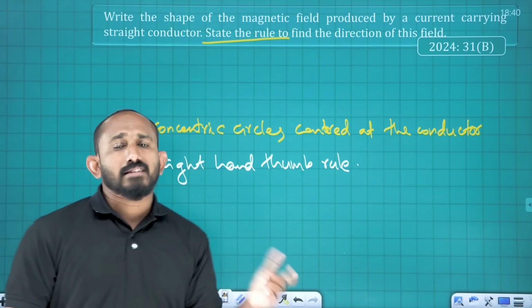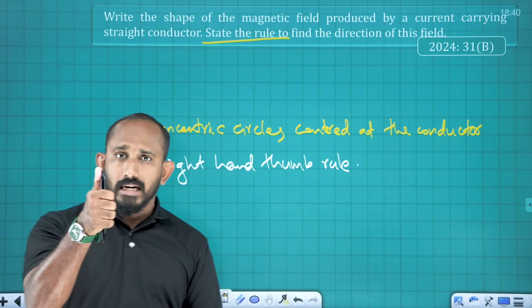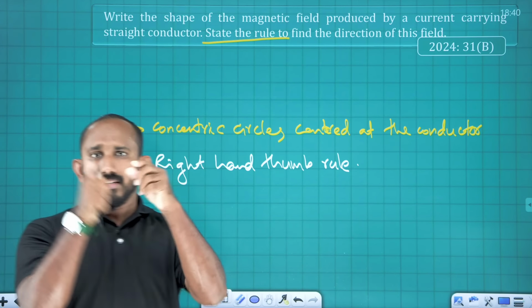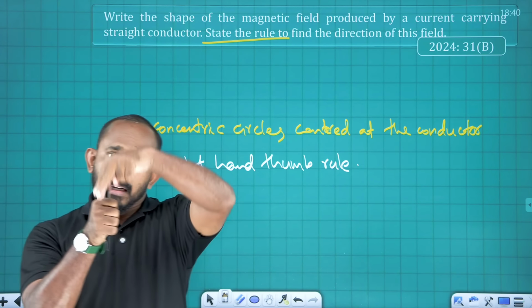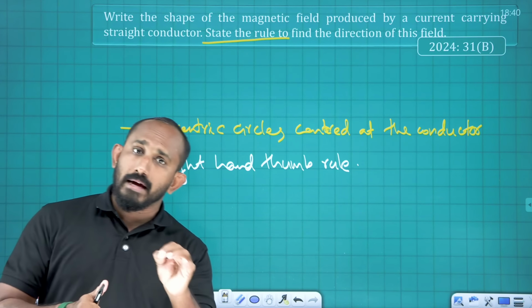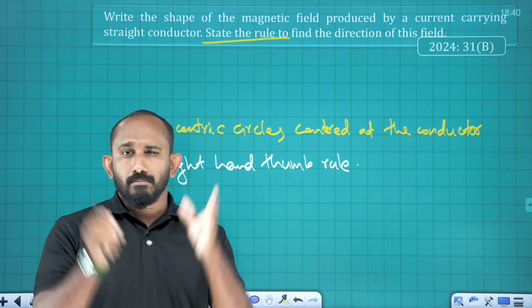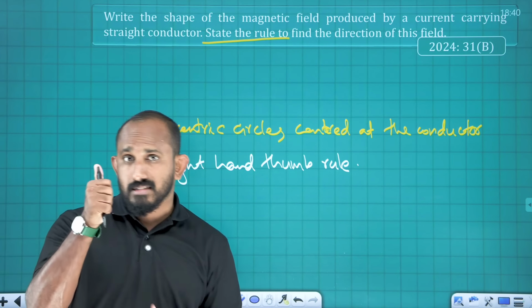Now the statement, exact statement you have to give. You know the statement, what is it? Imagine we hold the conductor in our right hand such that thumb points in the direction of current. Then the curled fingers point or give the direction of magnetic field around it. That's the minimum statement you should have. So please refer to the NCERT textbook also to get the exact statement.